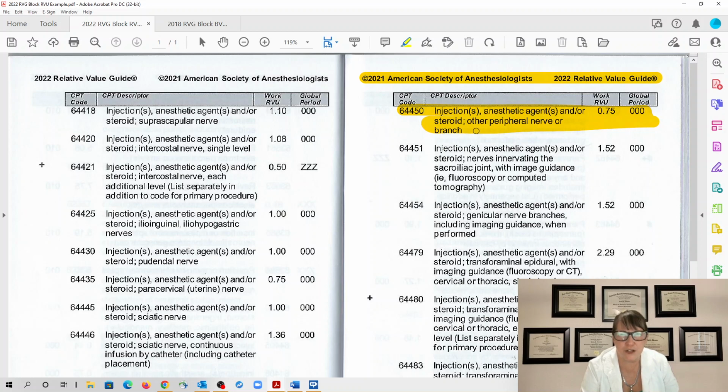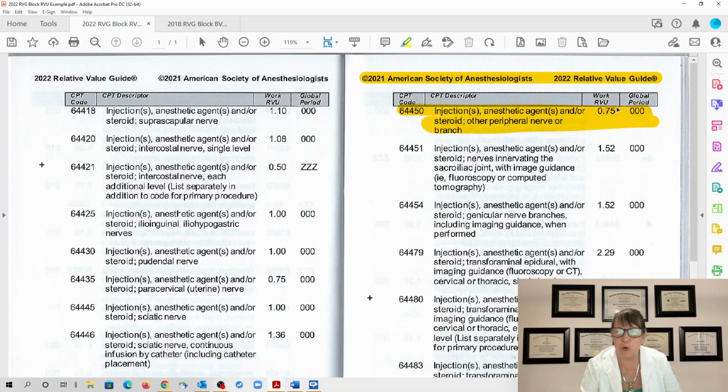What gives us such pause on this sometimes is because they aren't always injecting the nerve. In this particular one with the SPANK block, they are. Sometimes they're injecting into a plane, so you may get information that tells you that you have to code it to an unlisted code, etc. So these are, as I said, sometimes very difficult to work with. But we know now that we have a response that 64450 is a correct code for the SPANK block.